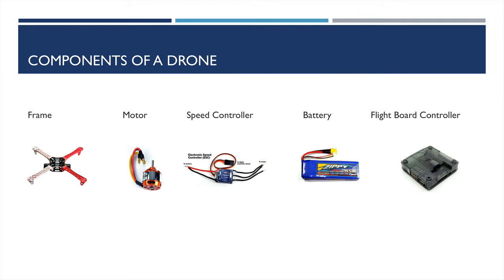The last and most important component of the drone is called the flight board controller. It is also called the brain, and it is what makes a drone fly. Flight board controllers act as computers, incorporating special sensors for measuring movement, rotation, and gravity.